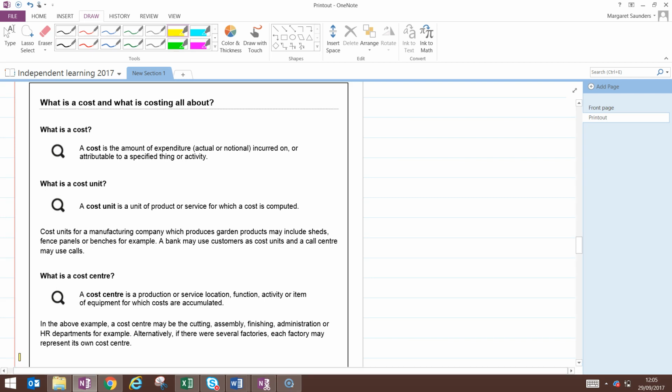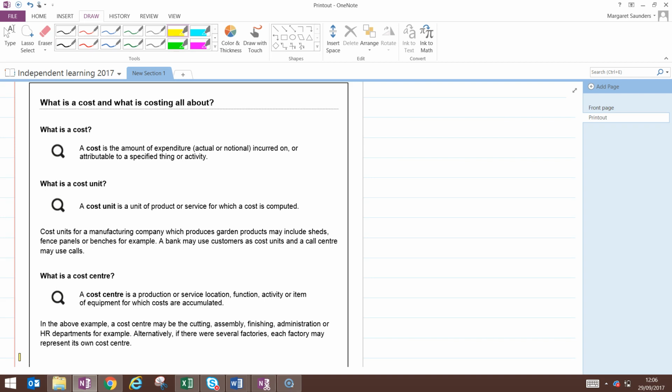Firstly, what do we mean by cost? So what is a cost? It is basically an amount of expenditure that you can attribute to a specific thing or activity. So the amount of expenditure on producing a garden bench, or the amount of expenditure on producing a laptop. That is the cost. We will also talk about cost units. So a cost unit is a unit of product or service for which a cost is computed. That basically means calculating how much it costs to produce one of your products. So for example, again, if you're producing a garden bench, that is your cost unit, and how much is it costing to produce that bench.